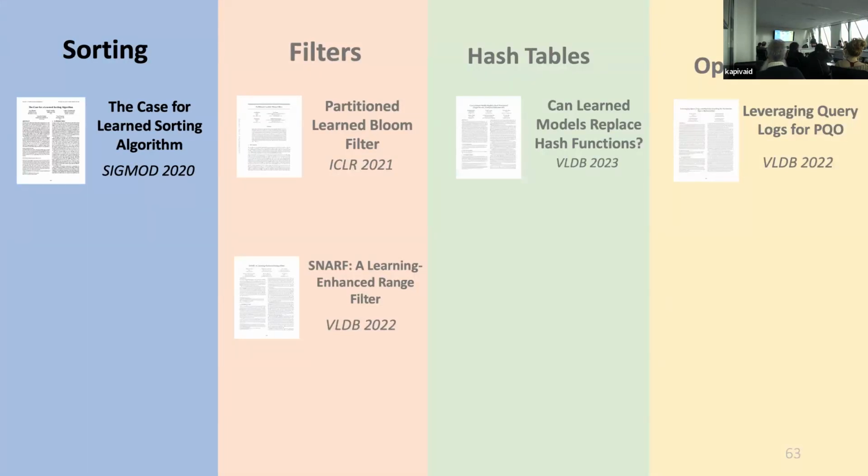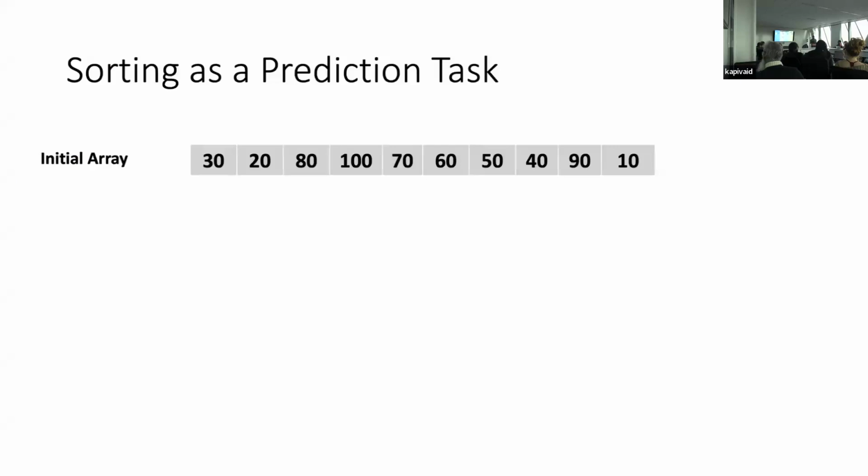Now, sorting is an algorithm that we all have learned in CS 101. We have all read about quicksort, merge sort, and all of these algorithms. Now, what new idea do we bring to the table? So the new idea we bring to the table is we imagine sorting as a prediction task. So given an initial array of keys, what we are trying to do is for each one of these keys, predict its final position in the sorted array.